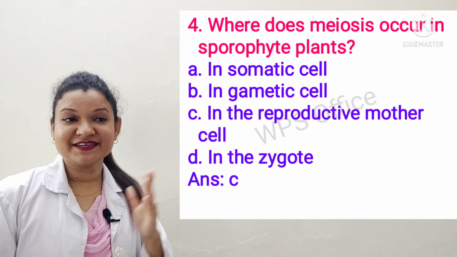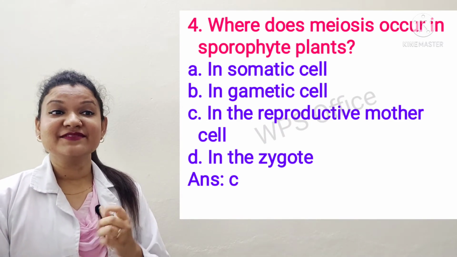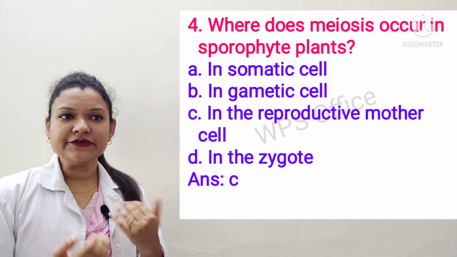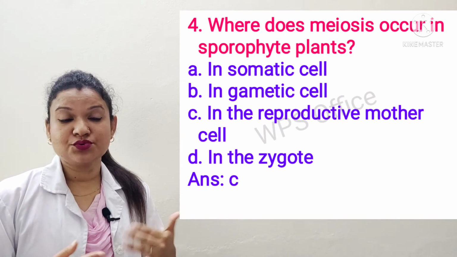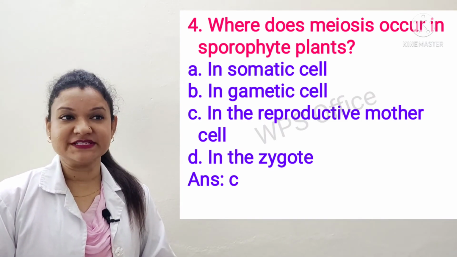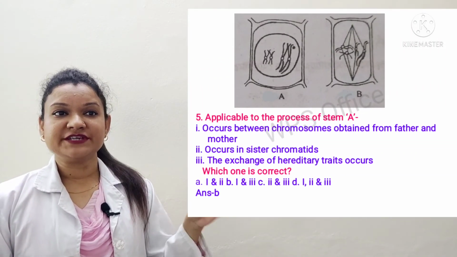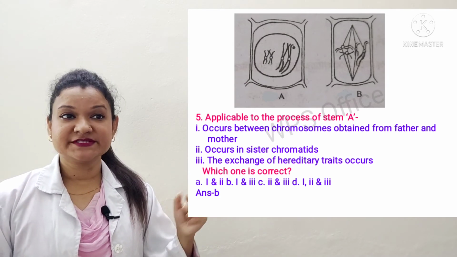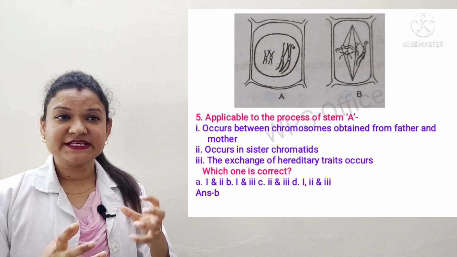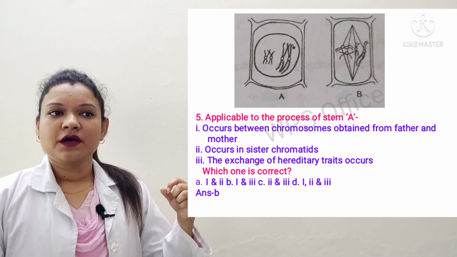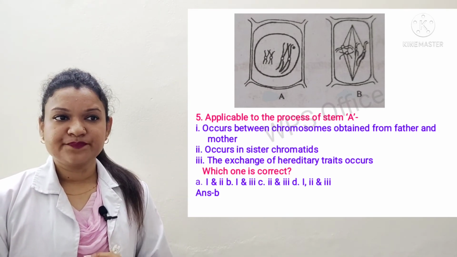So what will be the answer? Yes, of course, it is the reproductive mother cell, or if present, the spore mother cell. So the answer will be the spore mother cell. Now I will go to our next question, and this is our last MCQ. You can see two diagrams here, A and B. Please observe this stem very carefully. Now I will go to the question.